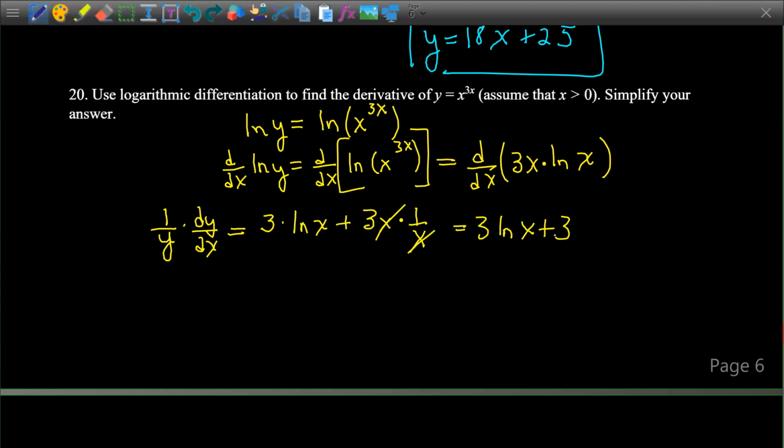And we are looking for the derivative of y. So that's what we're looking for, dy dx. So we need to multiply both sides by y. And there is our answer. Or if you prefer, you can also factor out a 3.